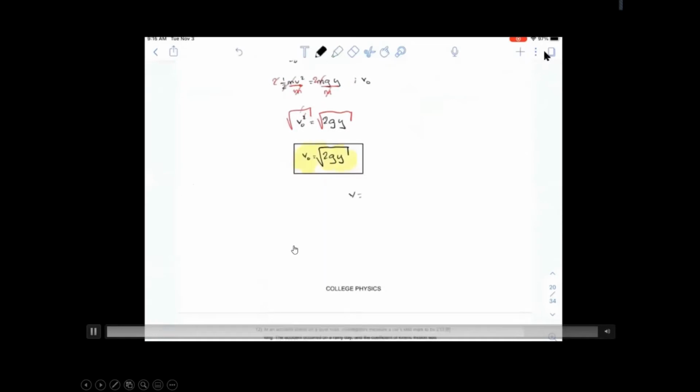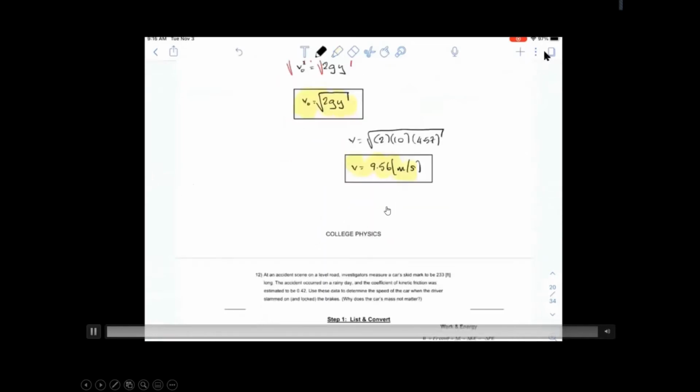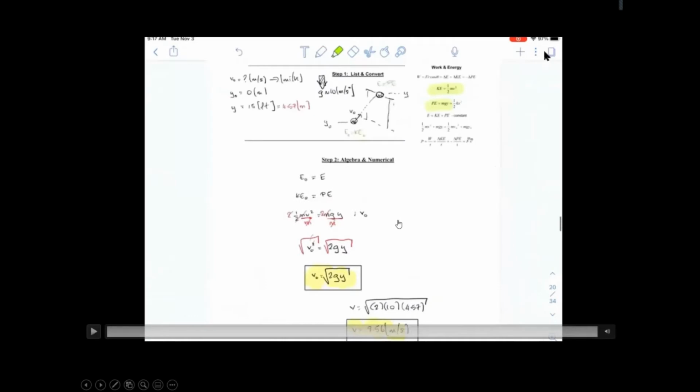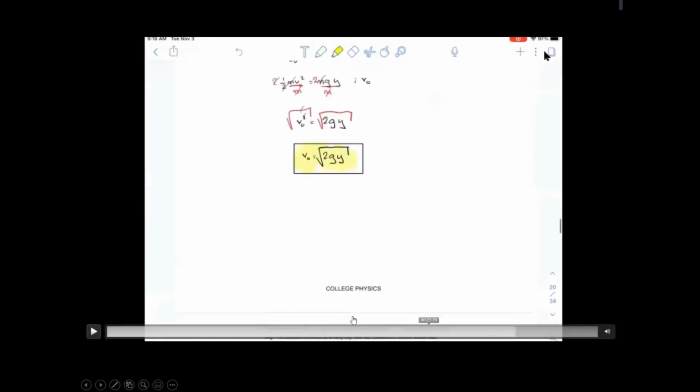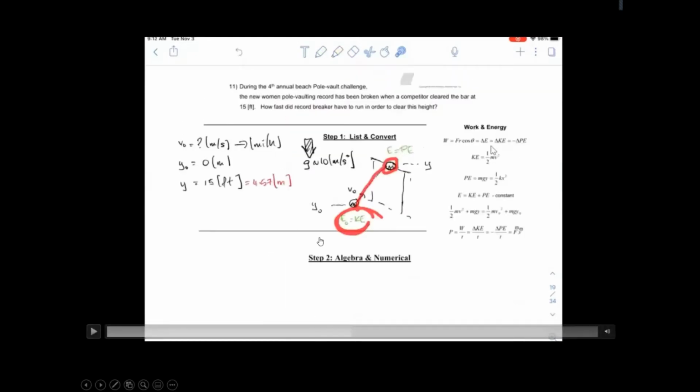Figure out the initial speed required to jump this height. And then you end up getting like 21.5 miles per hour. All right. There's no way anyone is going to run at 21.5 miles per hour to clear 15 feet. So the question is, where's the extra energy coming from? So it's going to be coming from the muscles.